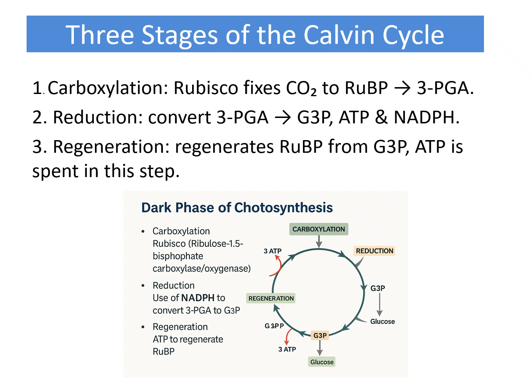Dark phase reactions have 3 important stages. The first stage is known as carboxylation, wherein CO2 is fixed, and 3-phosphoglyceric acid, that is 3-PGA, is produced. In the second step, which is a reduction step, 3-PGA is converted into glyceraldehyde 3-phosphate using ATP and NADPH produced during the light reactions. The third and final stage, regeneration, involves regeneration of RuBP so that it can be again utilized for the carboxylation stage.